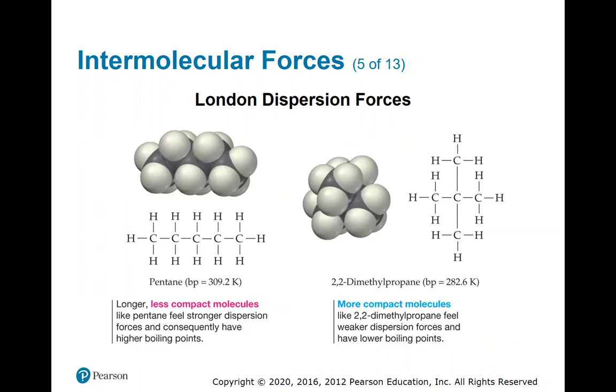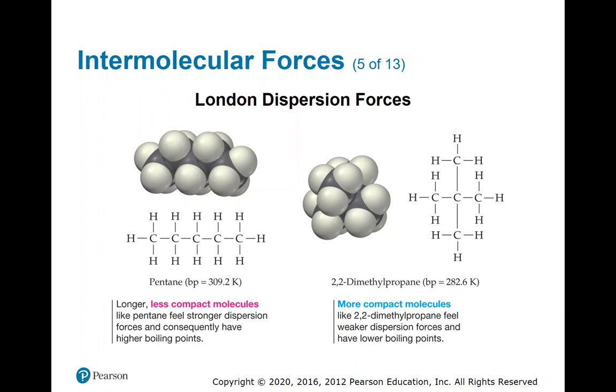Another factor that affects London dispersion forces is the compactness of molecules. So here we have two examples of molecules with the same formula and therefore the same molecular weight. These both have the formula C5H12. On the left we have pentane, and on the right we have a compound with a different arrangement of carbon and hydrogen, but in the same amount, which is 2,2-dimethylpropane.